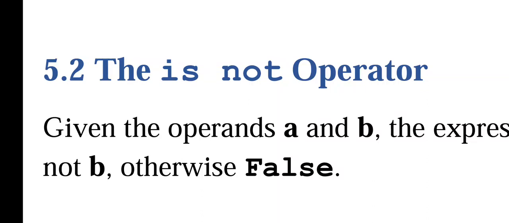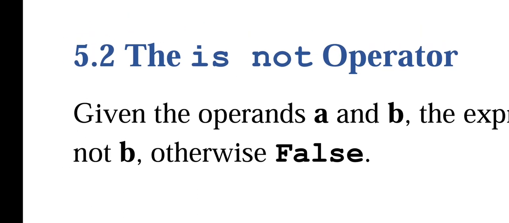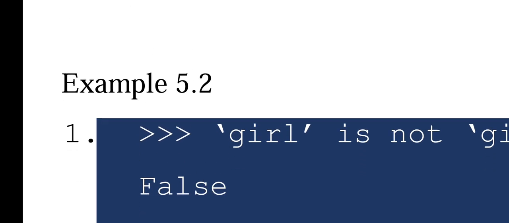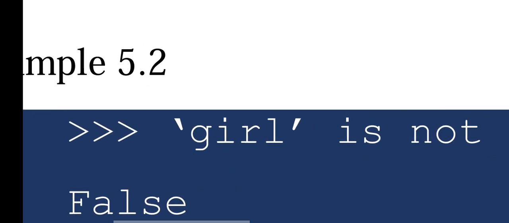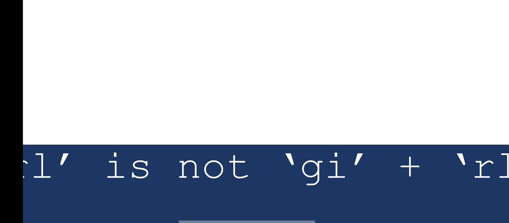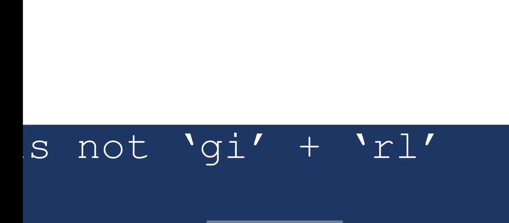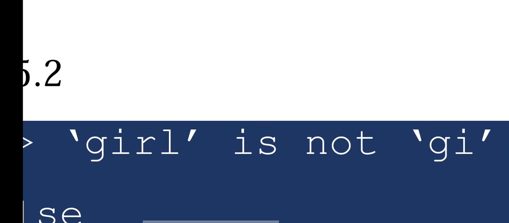The is not operator, as an identity operator in the Python programming language, tests if two operands are located in different memory locations, and the return value is True if so, else False. As an example, example 1: "GEL" is not "GI" + "EL".